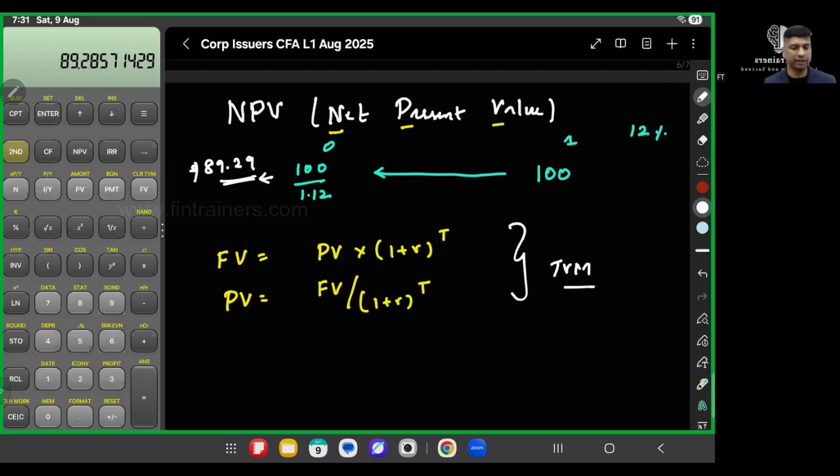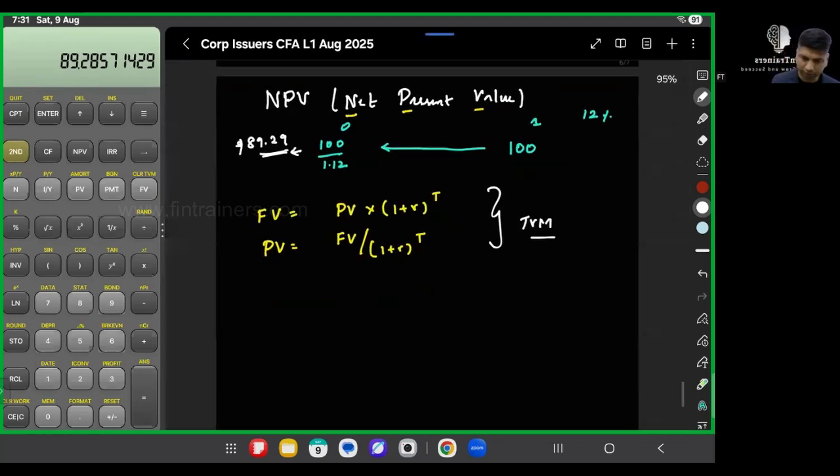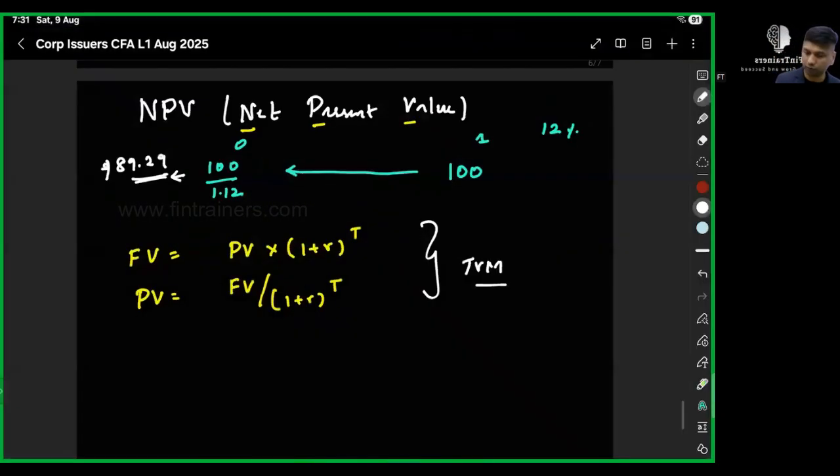But in a project, you will not get only one cash flow. The project will generate multiple cash flows. So we are bringing it all to the present and then summing it up. That's what net present value, in simple terms, means. Okay. So let me give you an example of a project with some cash flow.